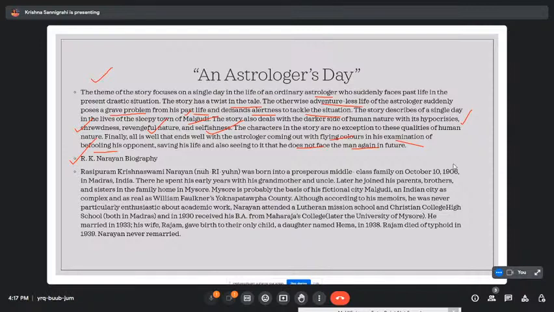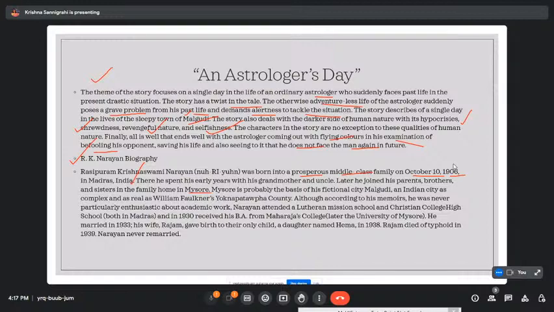since we didn't talk about his biography yesterday during our discussion. So, Rasipuram Krishnaswami Narayan was born in a prosperous middle class family on October 10, 1906 in Madras, India. There he spent his early years with his grandmother and uncle. Later, he joined his parents, brothers, and sisters in the family home in Mysore. So, where was his family home? It was in Mysore.